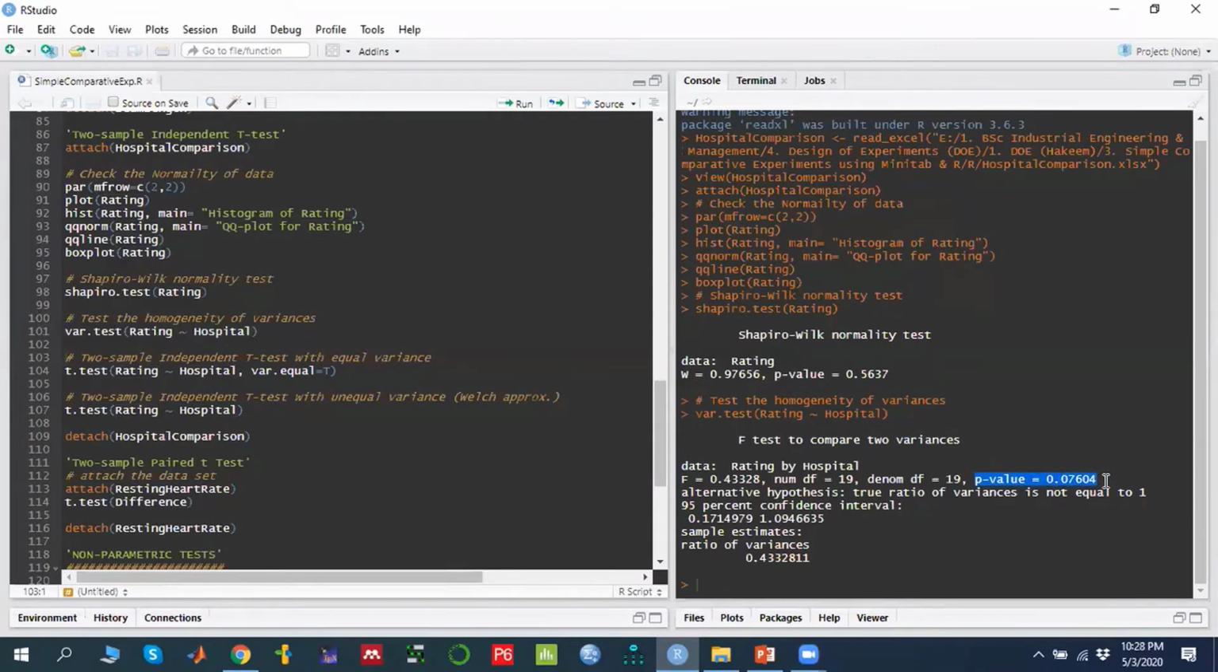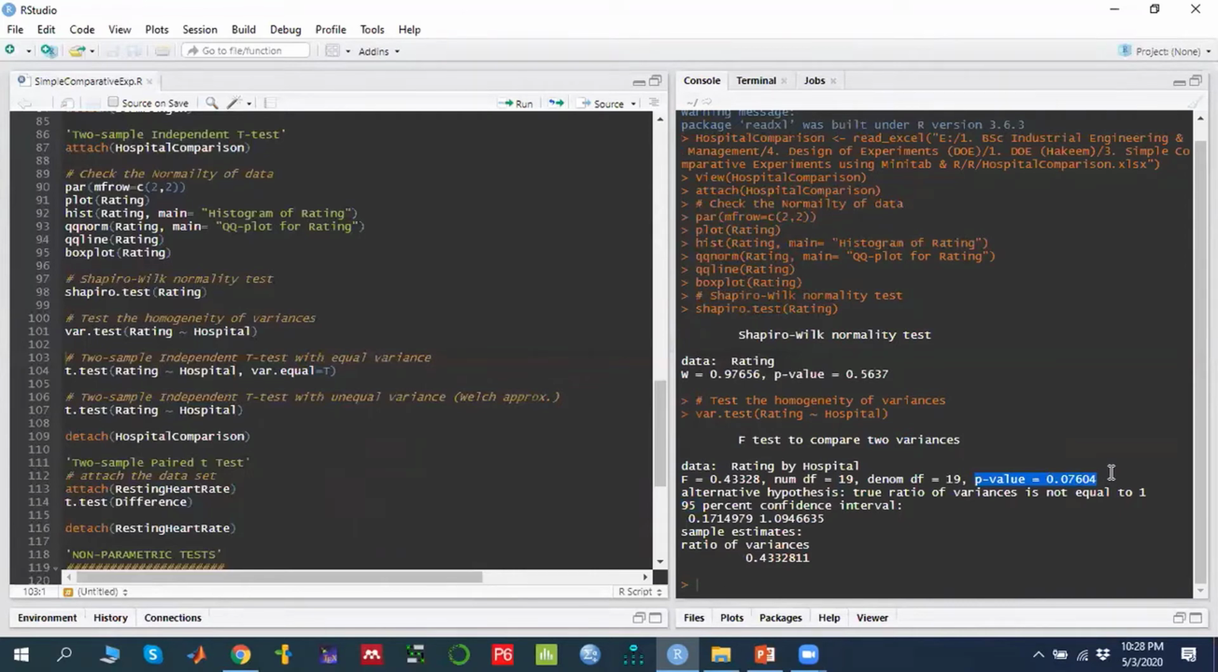If I see my p-value, it is 0.07. Again, this is greater than or equal to your alpha value, which is 5%, because right now the confidence level is 95%, so our alpha is 5% by default. If the p-value is greater than your alpha value, we'll say accept H0. That means both the populations have equal variance.